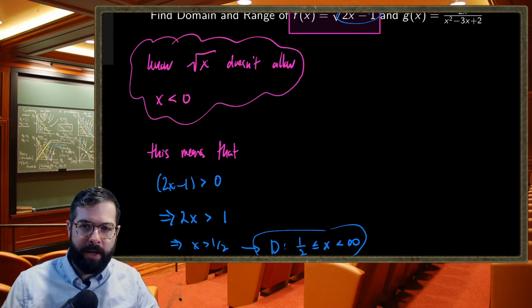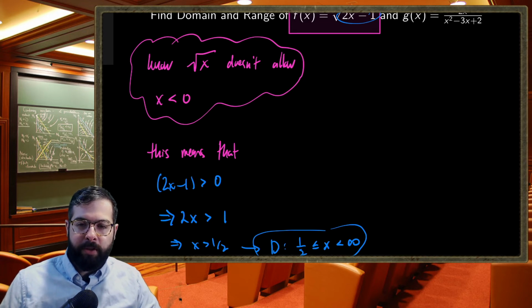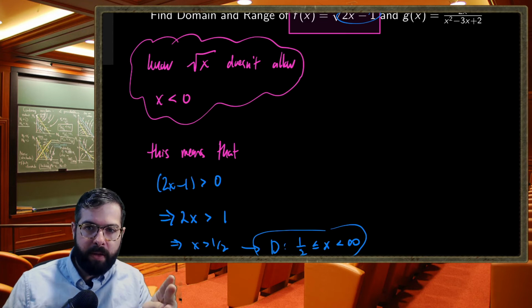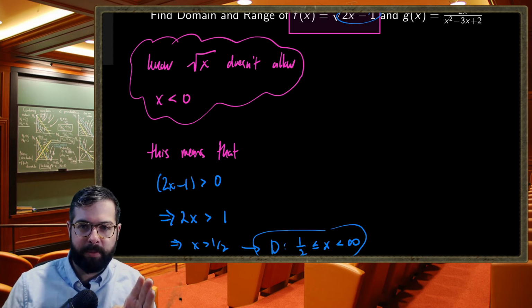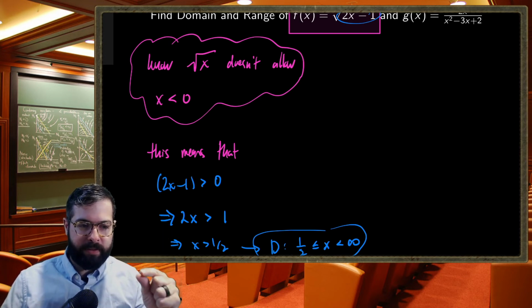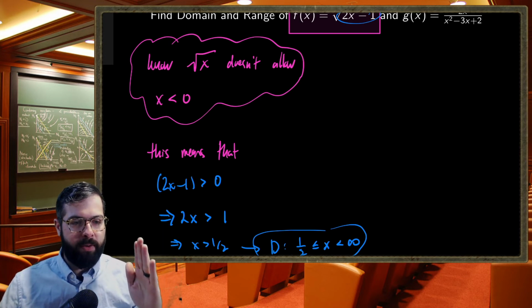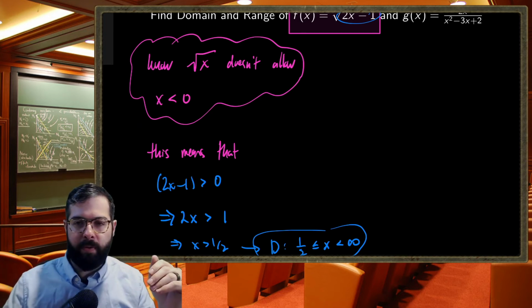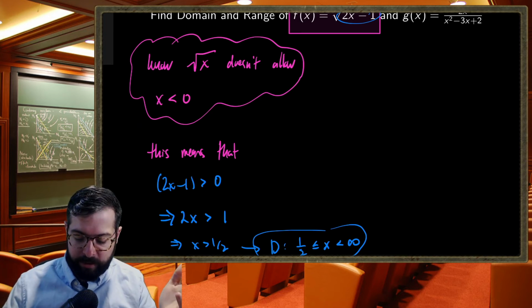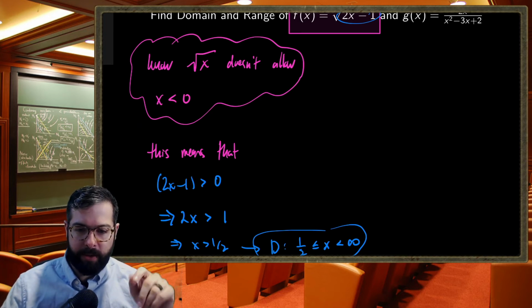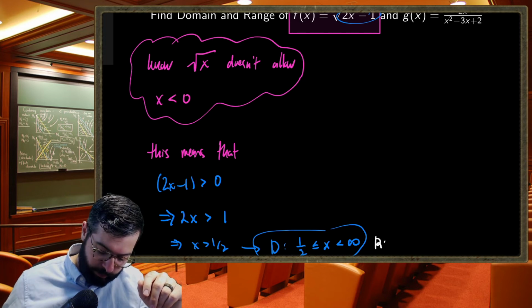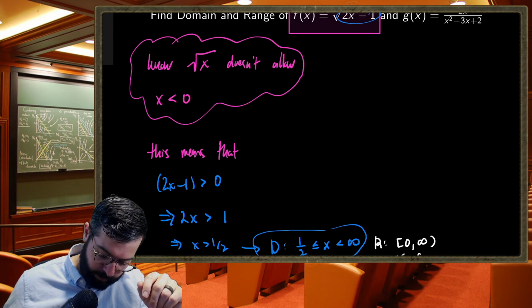Range, what can my range be here? Well, similarly, what you want to do is find the lowest point that you can get with the output, which here would be 0. If you let x be 1/2, that would drive this down to be 0. And then over time, this function will increase without bound. And you can see this just by graphing it. I'm not going to do that here to save time, but we see that the range is actually from 0 to infinity as well.